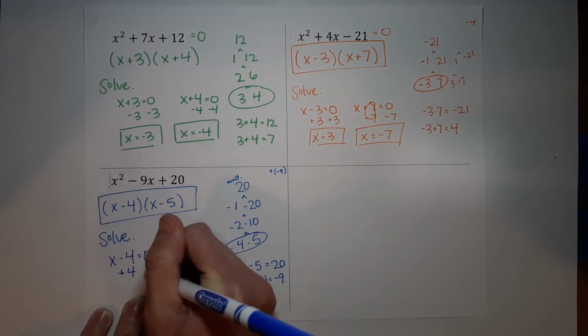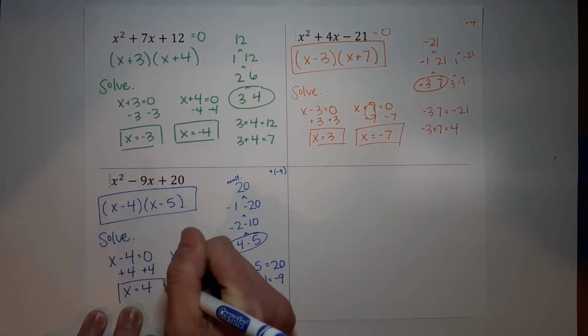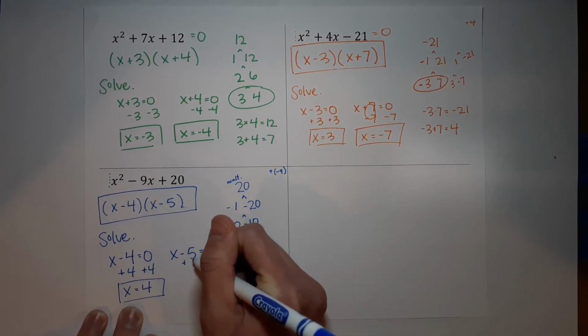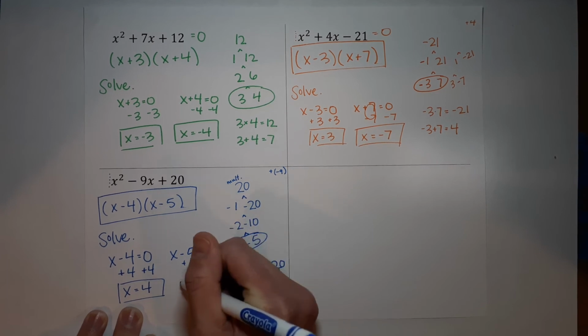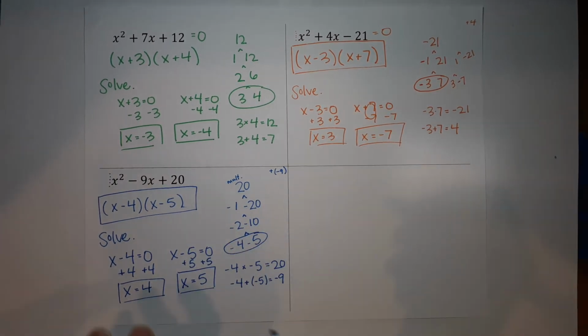I'm going to add 4 to both sides on this one. I get x equals 4. Going to add 5 to both sides on this one. So I get x equals 5. Look at that. Oh my gosh. Hopefully this is making sense.